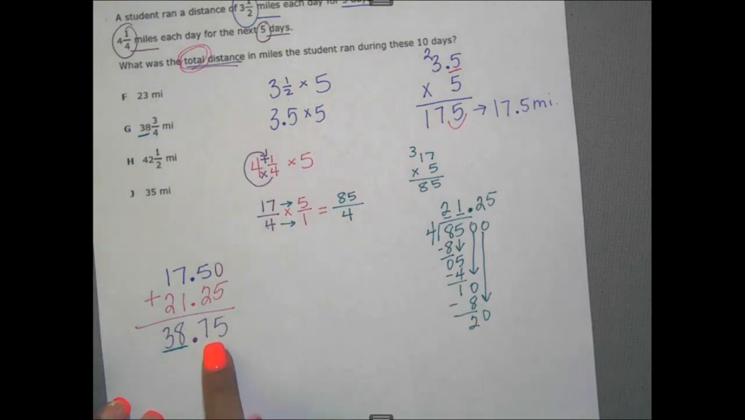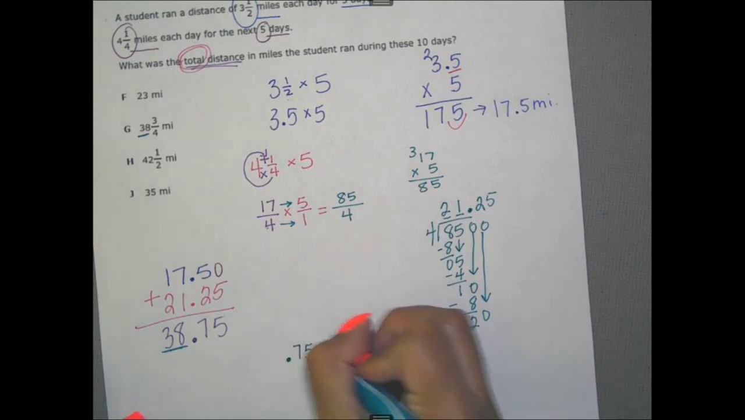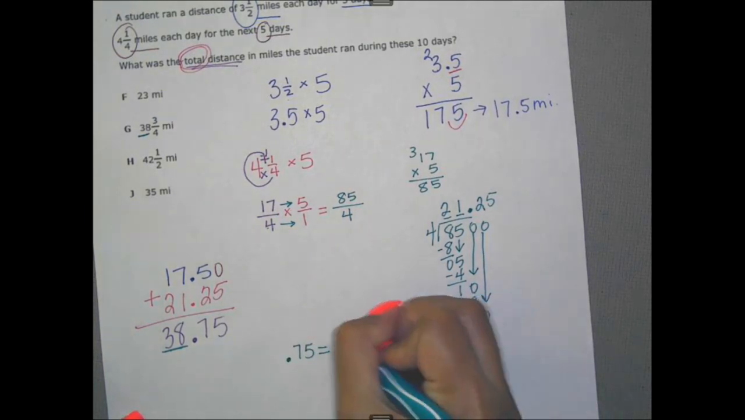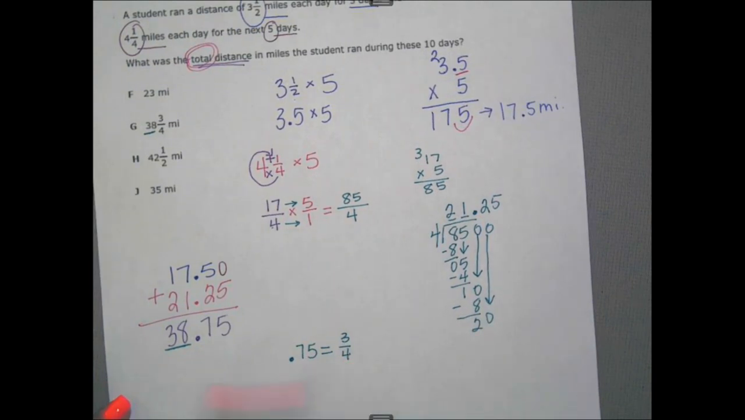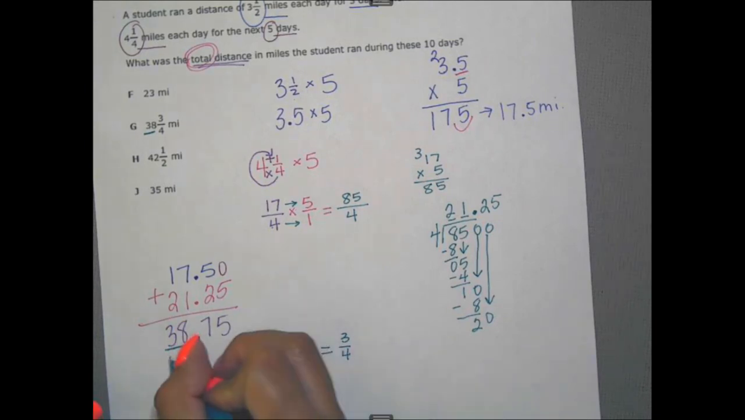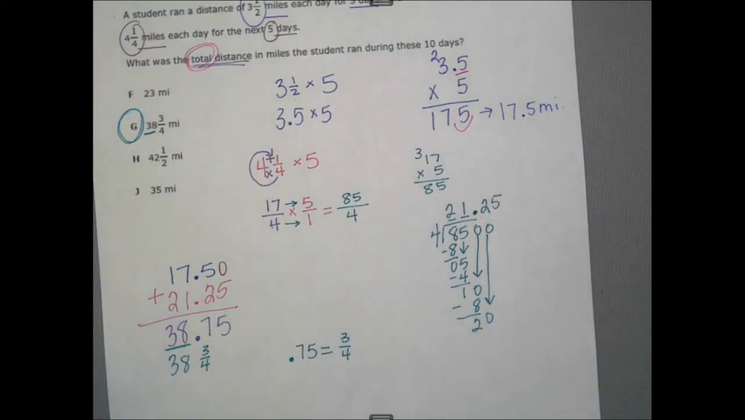But also, you should know that 0.75 is the same thing. It's equal to 3/4. That is a benchmark fraction. You should know that. So 38.75 is the same thing as 38 and 3/4. So your answer for this one should be G.